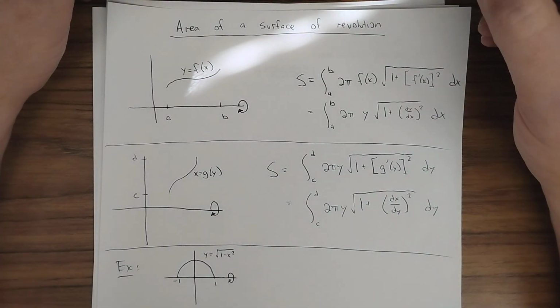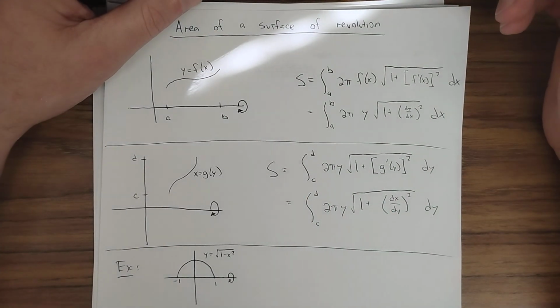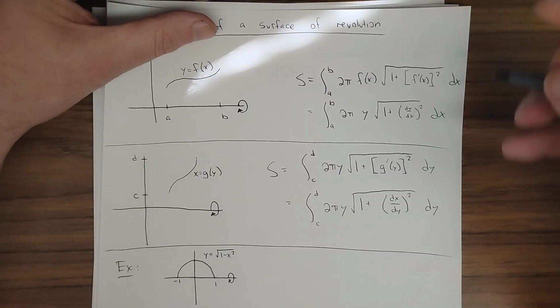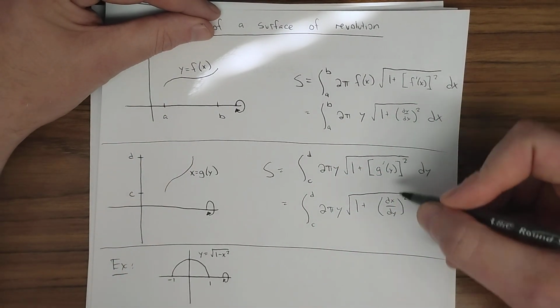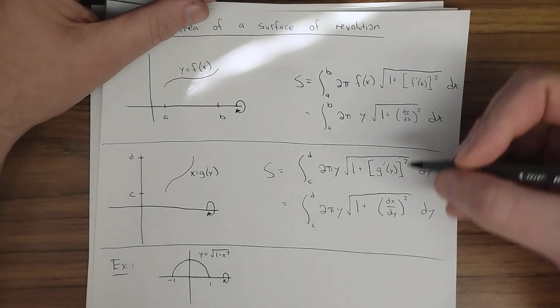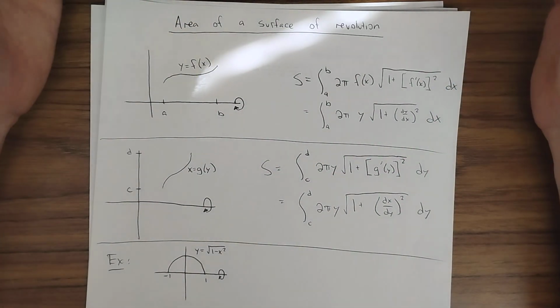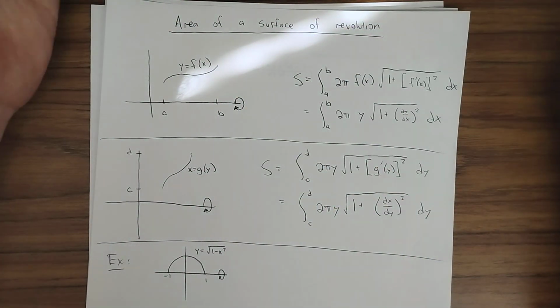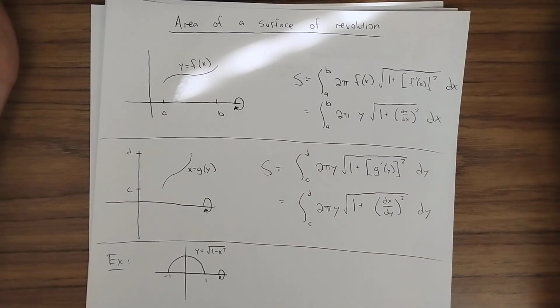This is for if you have x as a function of y, and we have this formula. Again, I wrote this in two different ways. g prime is the same as the derivative of x with respect to y. So we have x as a function of y, so we take the derivative of it. That's what dx over dy means.